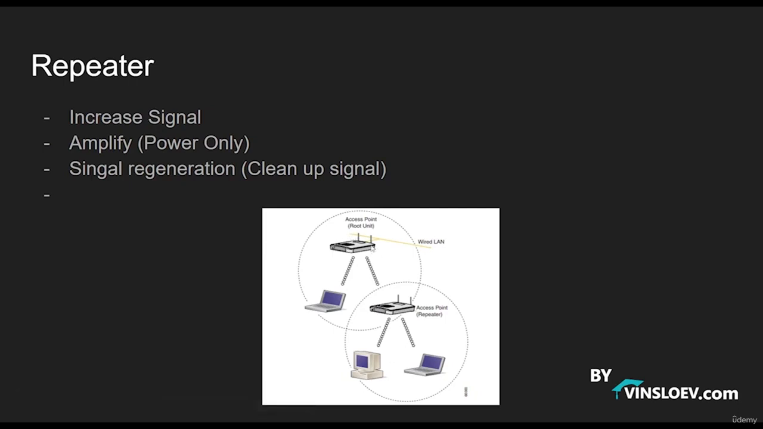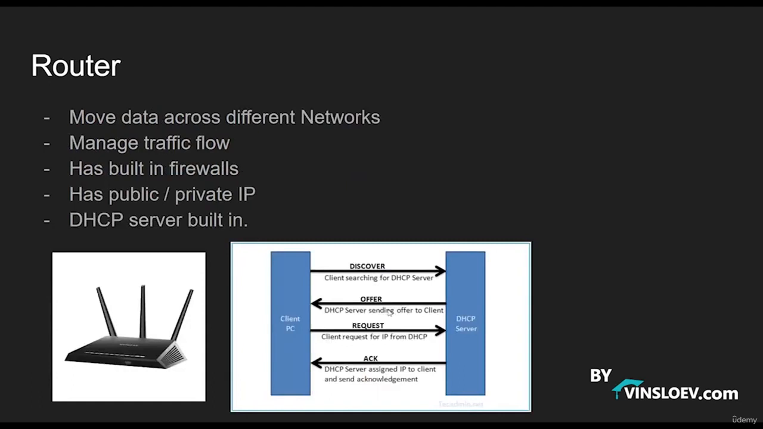For example, if you have your router located at one end of the house and you want a signal at the very end of your ground, maybe in the garage or something, then you can use such a repeater. And at the end we have the routers.